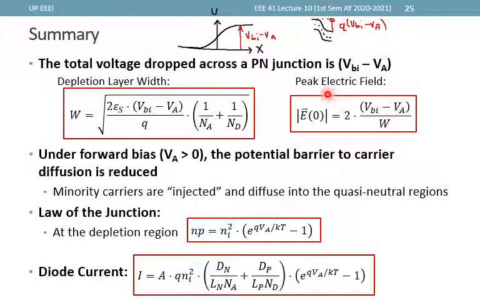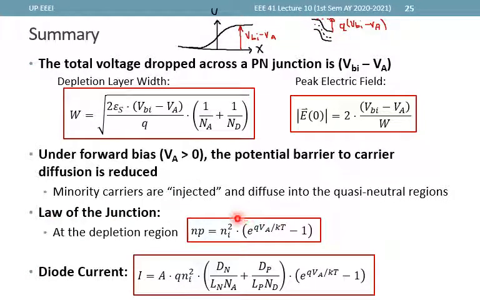The electric field can also be shown to be equal to this one, which tells us that if we apply a reverse bias, a negative VA, then the peak electric field actually strengthens. Okay, and reverse bias strengthens the electric field. A forward bias weakens the built-in electric field. Under forward bias, the potential barrier to diffusion is reduced since we are flattening the EBD, and it is easier for majority carriers to diffuse to the other side and get injected into the quasi-neutral regions where they start diffusing towards the other end.